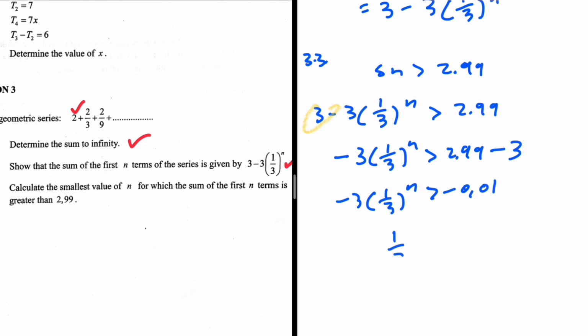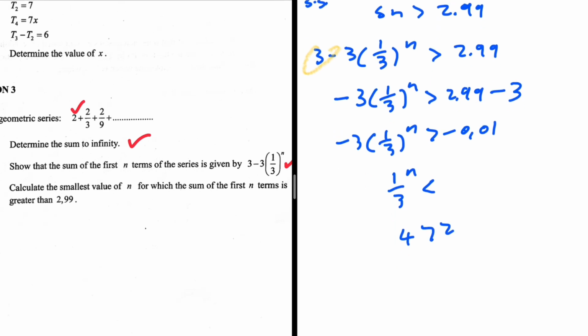So we're going to get (1 over 3) to the power n. Well, the inequality sign changes when we divide by a minus sign, okay? Because if 4 is greater than 2, when you divide both sides by minus 1, minus 4 is no longer greater than minus 2, right? So every time you divide by a negative, the inequality changes where it is pointing. Because we divided by minus 3 there, it is going to change. Okay, and then minus 0.01 divided by minus 3, that is 1 over 300. So we have 1 over 300.